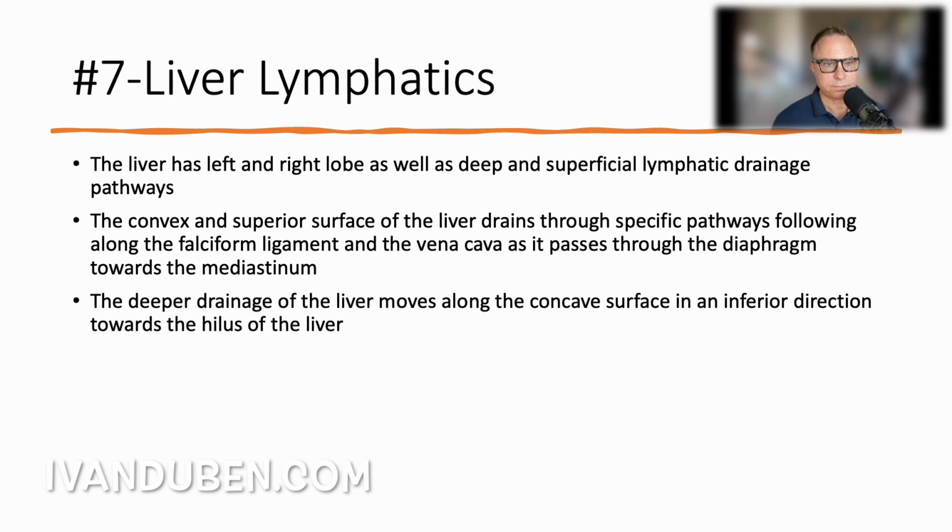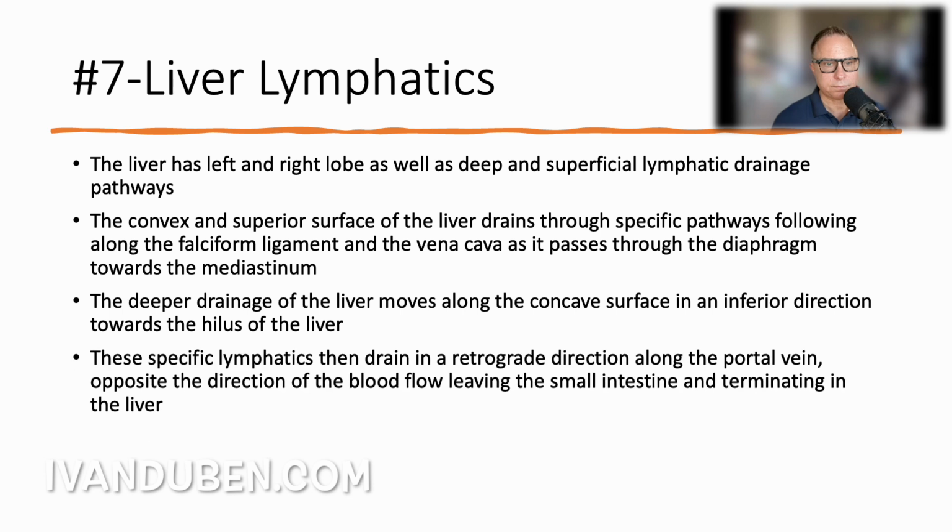The deeper drainage of the liver moves along the concave surface in an inferior direction towards the hilus of the liver. These specific lymphatics then drain in a retrograde direction along the portal vein, opposite the direction of the blood flow leaving the small intestine and terminating in the liver. So again, we have a cross-flow as the liver is acting like a hub, sending lymph in all directions.